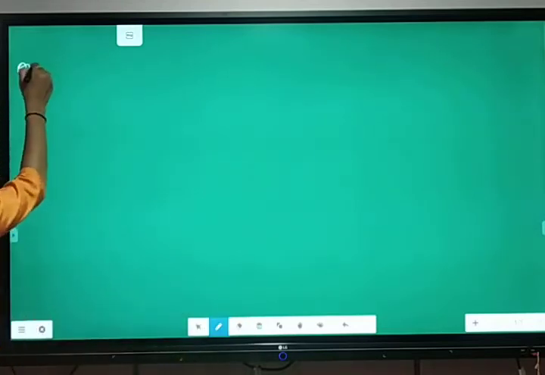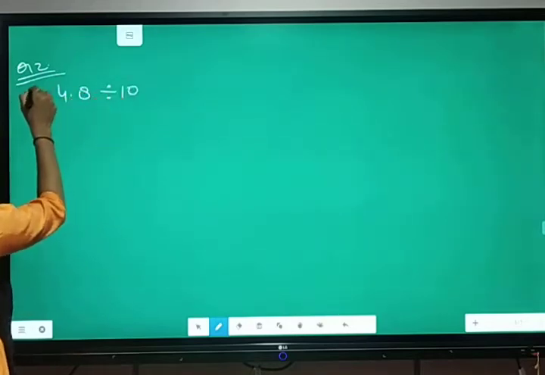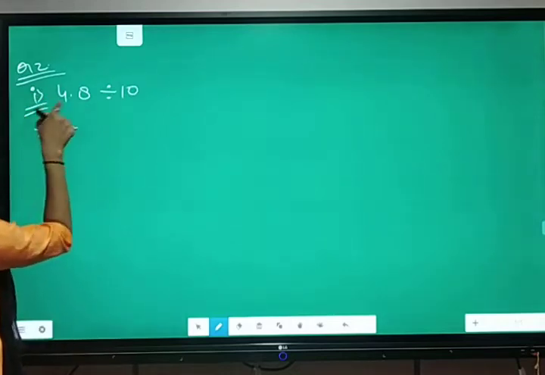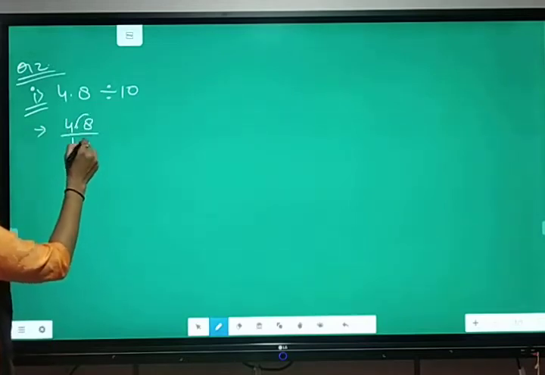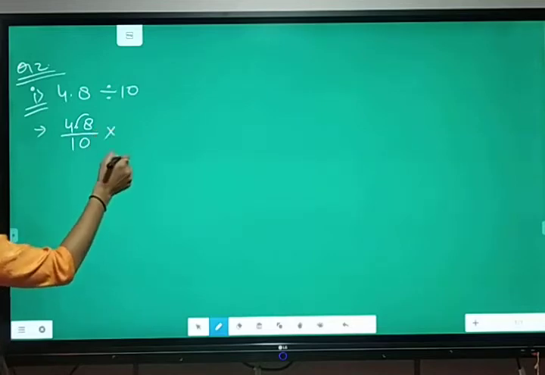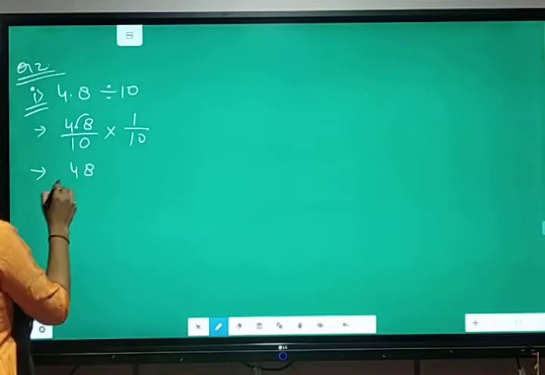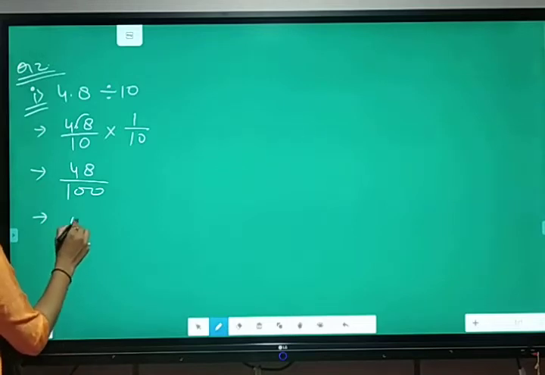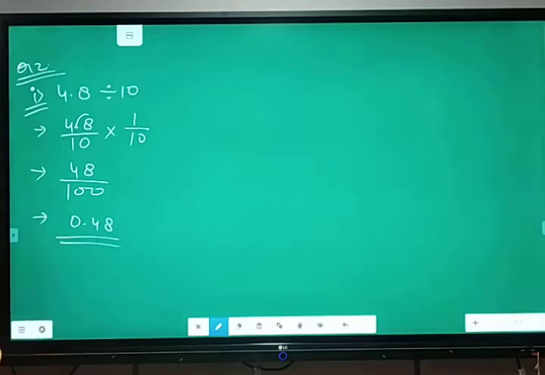Question number second is find the value of 4.8 divided by 10. Division by 10. There is one digit right of the decimal point, so we remove the point, 48 upon 10. Reciprocal the second fraction, 1 upon 10. 48 upon 100. Point will be put before two digits, so answer is 0.48. Clear beta?